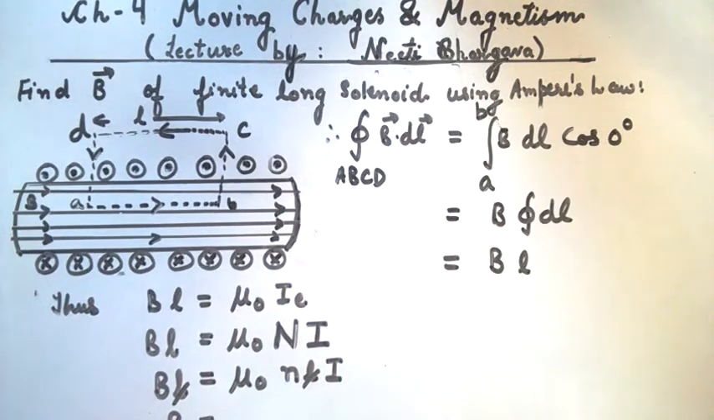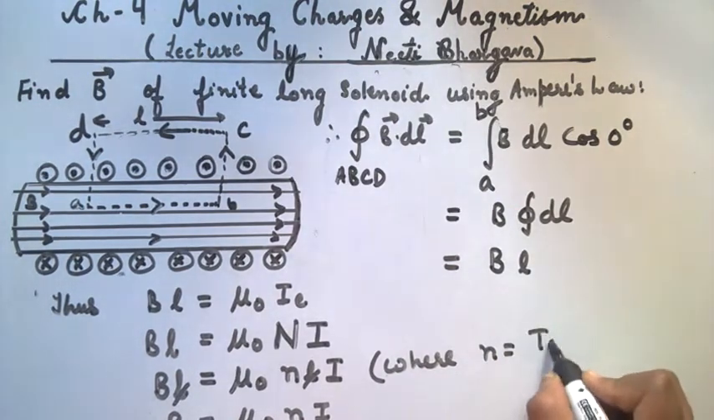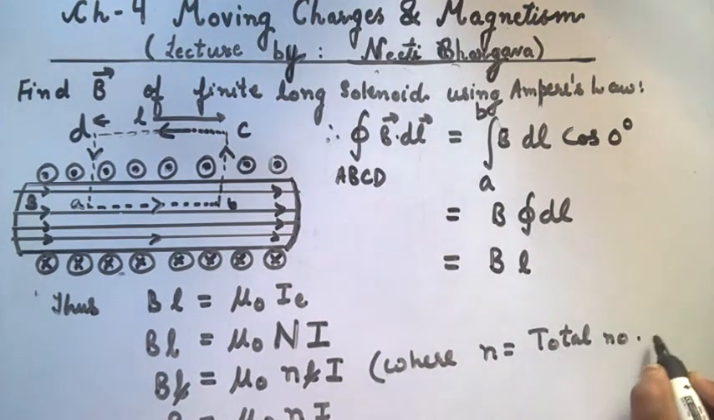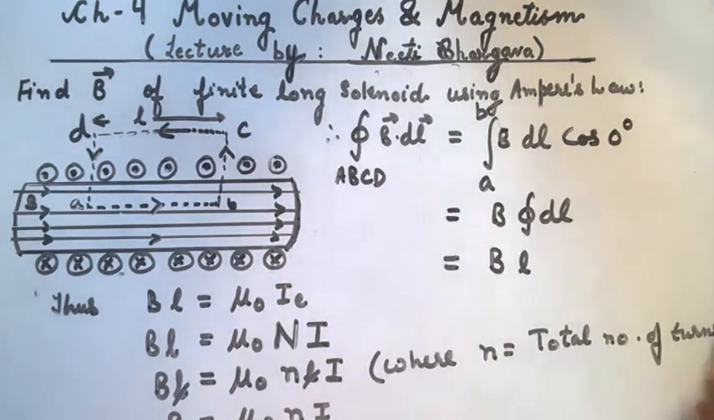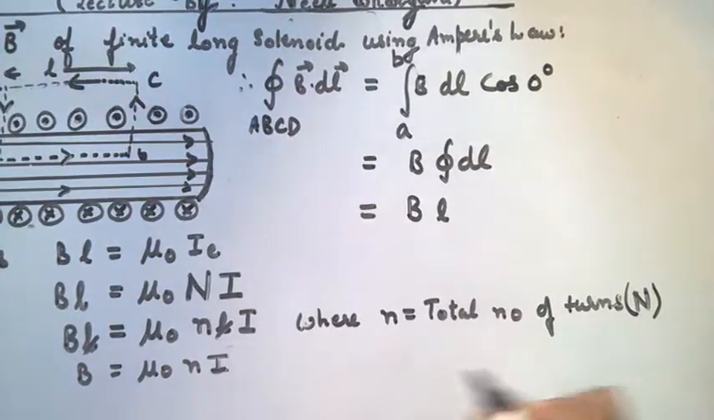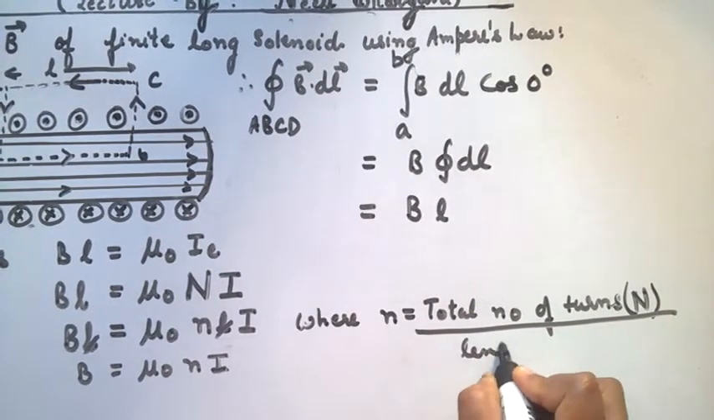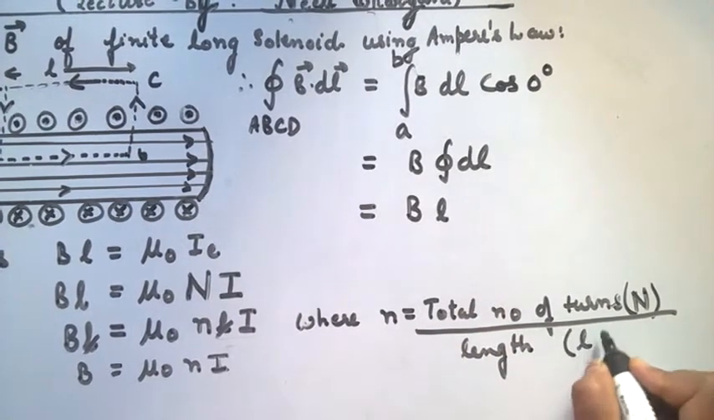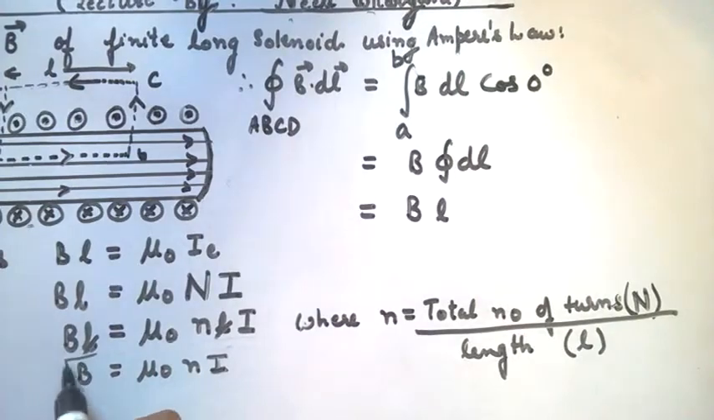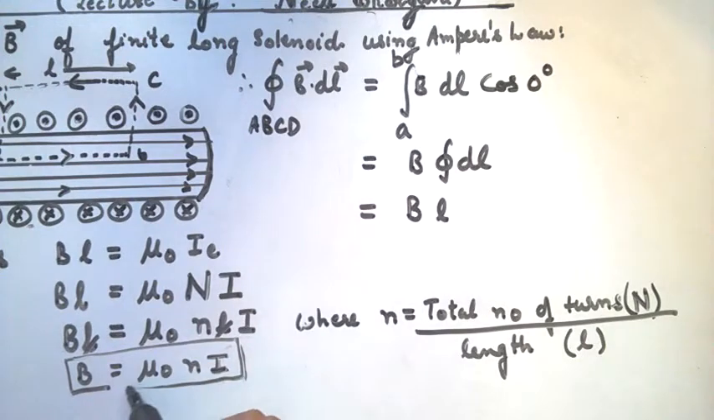We get B equal to mu naught n I, where n is the total number of turns, capital N, per unit length. Therefore, the magnetic field is equal to mu naught n I. The direction of the magnetic field we can determine with the help of the right hand thumb rule.